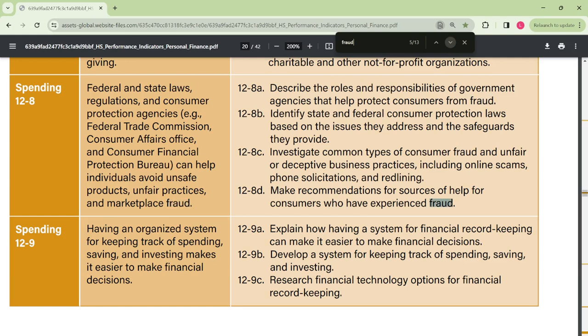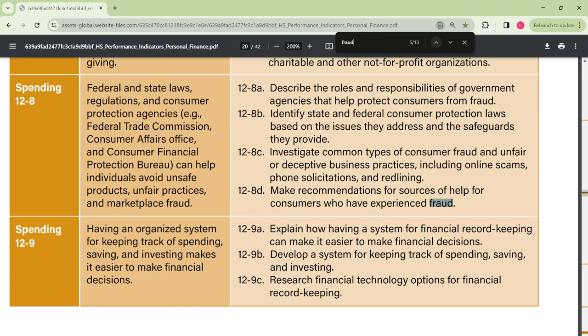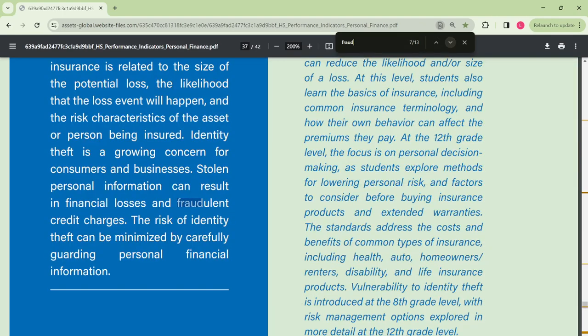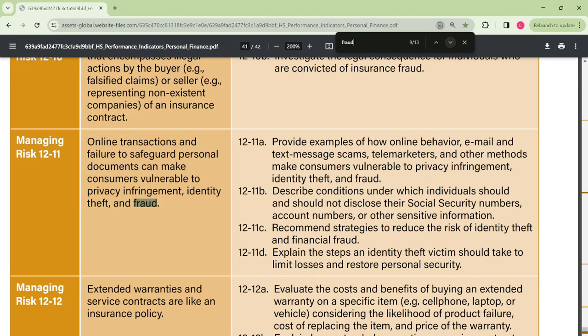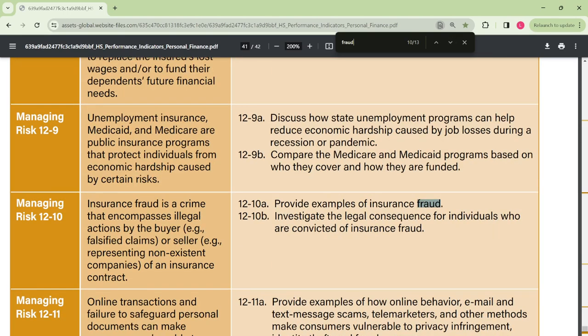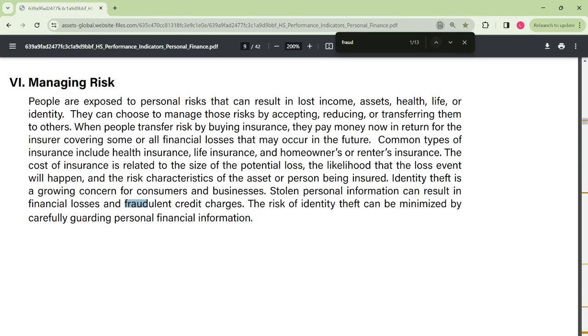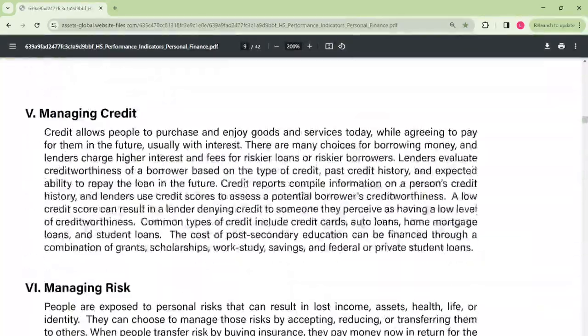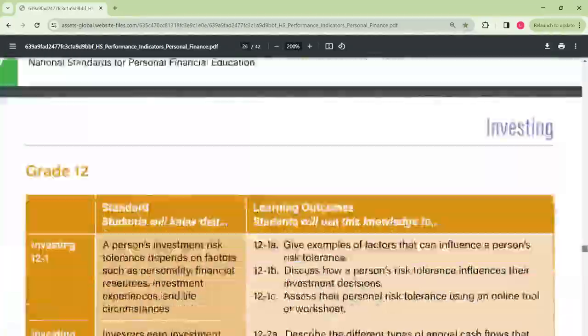Let's see. Actually, oh no, this is, let's see. Okay, so, oh no. Oh, never mind. Okay, I'm going to have to look a little bit deeper and try to find it. But I do know that my state's roleplay was about phishing. So let me just check managing risk real quick.